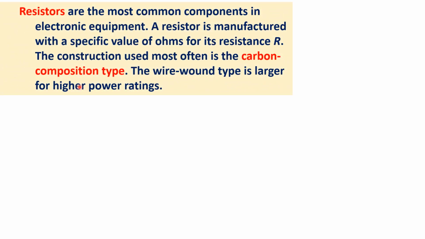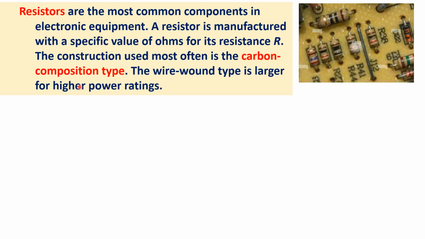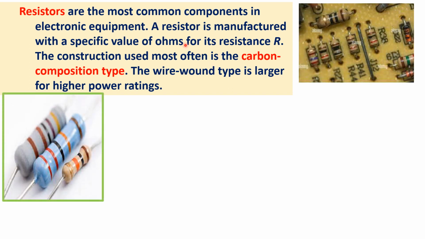Resistors are the most common components in electronic equipment. It is manufactured with a specific value of ohms for its resistance R. And the construction used most often is the carbon composition type, as shown in this photo. These are what we call fixed carbon type resistors, and they are labeled in terms of their resistance by the color bands or stripes that you see in the outside coating.